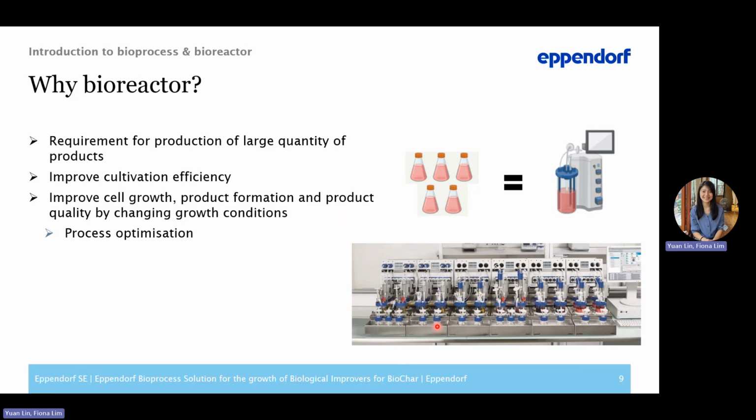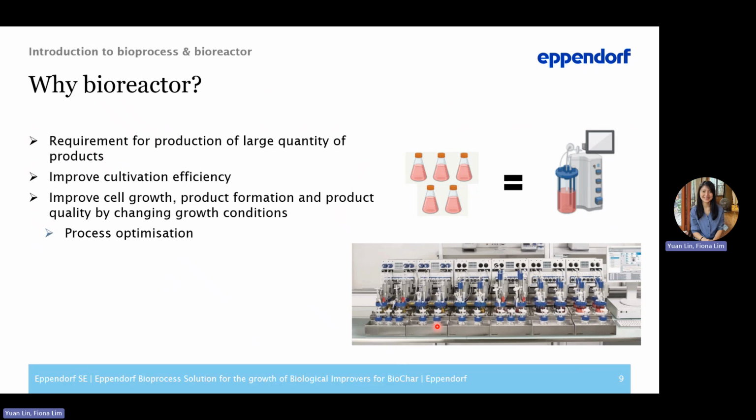And again, why bioreactor? Bioreactor can be considered when there is a requirement for production of large quantity of product. As you already saw in the case study example in the first slide, there could potentially be more experiments that could be carried out to adjust the concentration of bacterial culture and the ratio of biochar to make it work better.